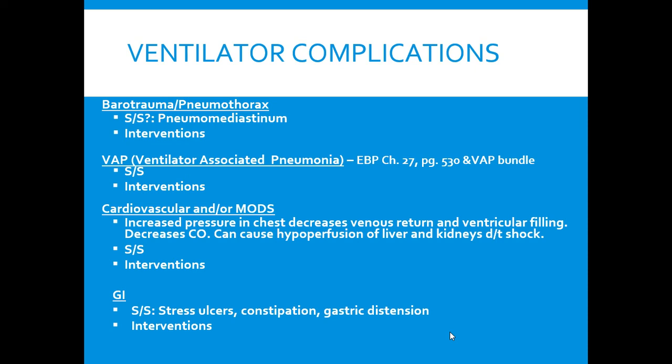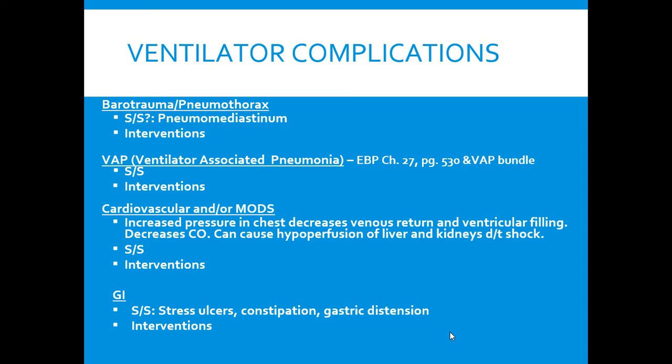You can also get ventilator-associated pneumonia or VAP. Evidence-based practice, chapter 27, page 530. So please read that article. It's difficult to detect. You might get development of a fever, leukocytosis. You might have an increased respiratory effort. Purulent secretions are a hallmark sign of VAP. And then we'll need to do sputum cultures to confirm there's an infection.